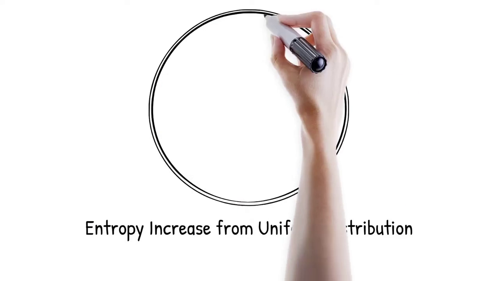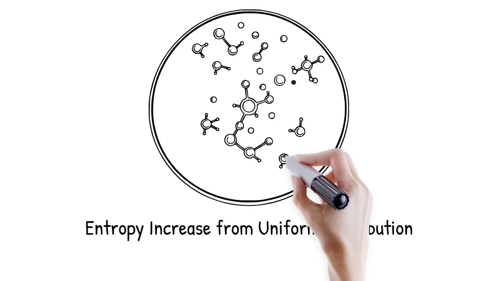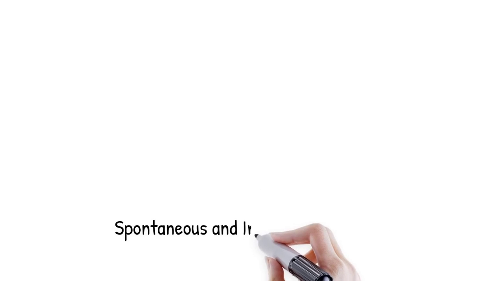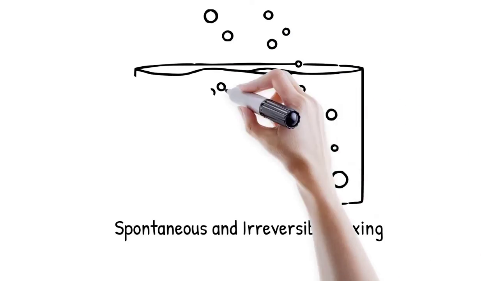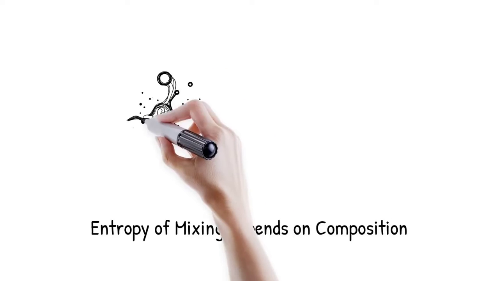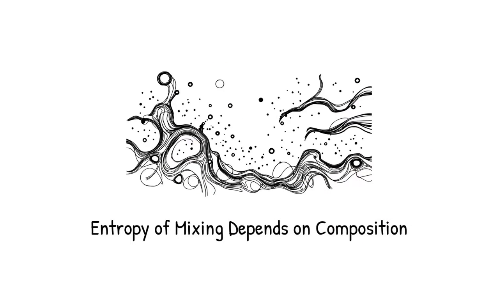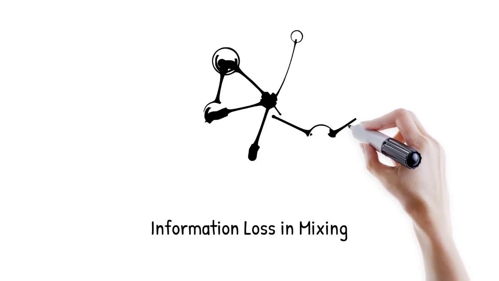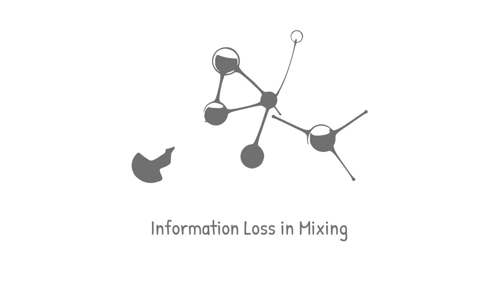The final state has higher entropy because molecules are more uniformly distributed, and distinguishability increases the count of microstates. The process is spontaneous and irreversible, driven solely by concentration gradients. Thermodynamically, the entropy of mixing depends only on the change in composition, not on energy transfer. This demonstrates entropy rise via information loss about which molecule was where originally.